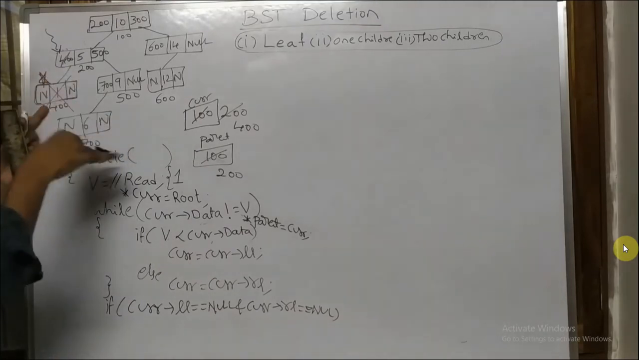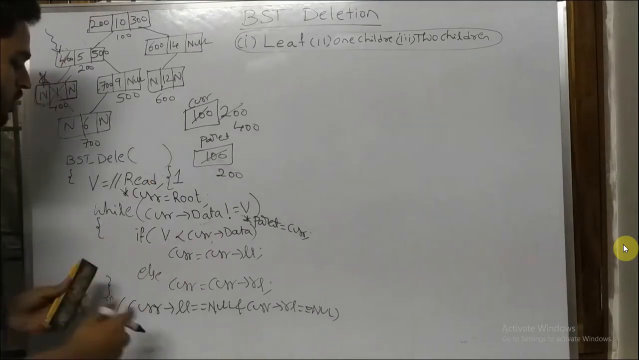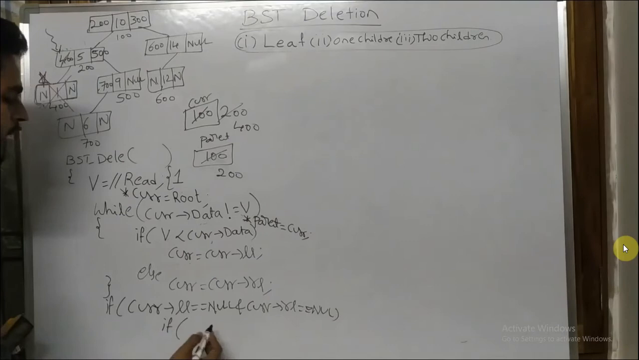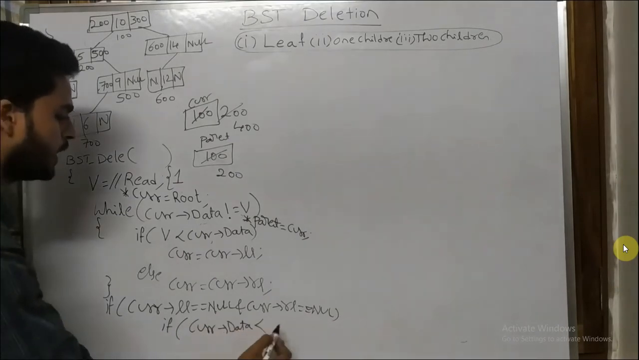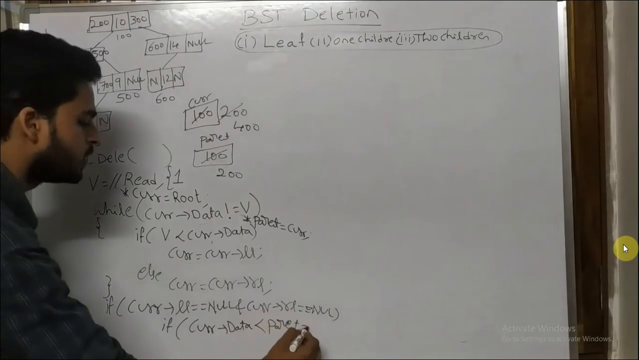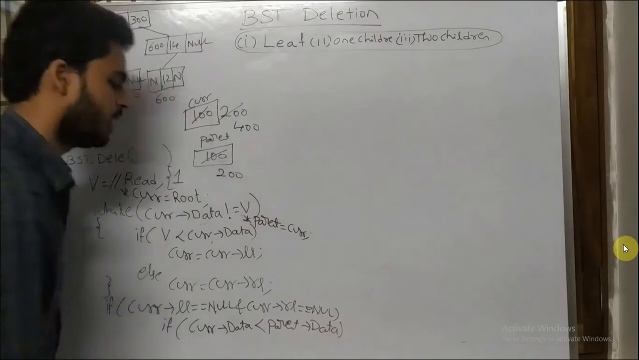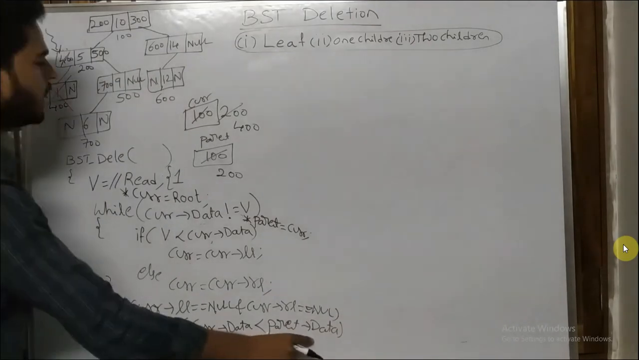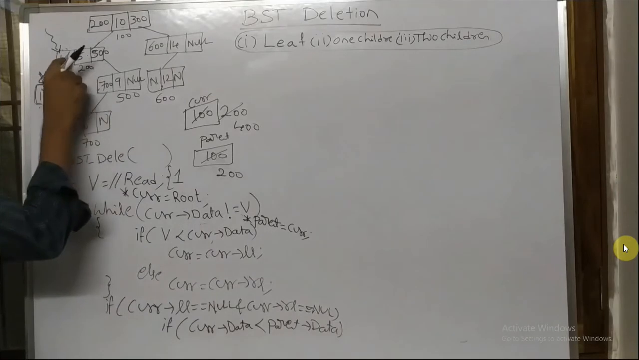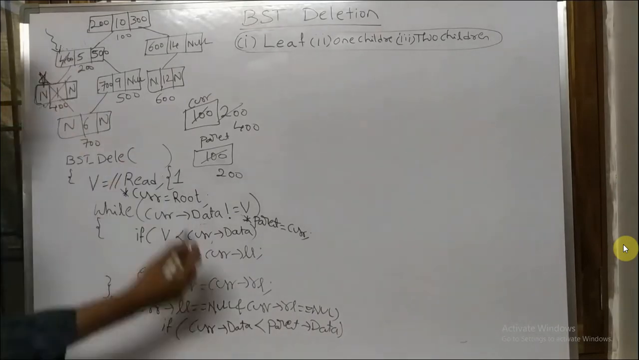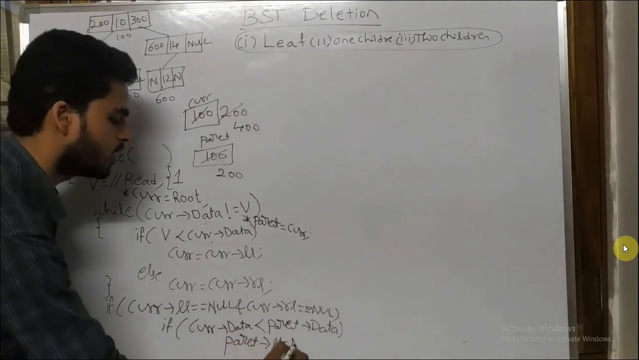But for the system, how will it understand whether I need to make null here or null here? Again you need to check for that. So you need to check if current->data is less than parent->data. If current->data is less than parent->data, meaning 1 is less than parent->data, which is 5. If 1 is less than 5, where I need to modify is the parent's left side pointer, I need to make it null. So I will write parent->left link equal to null.